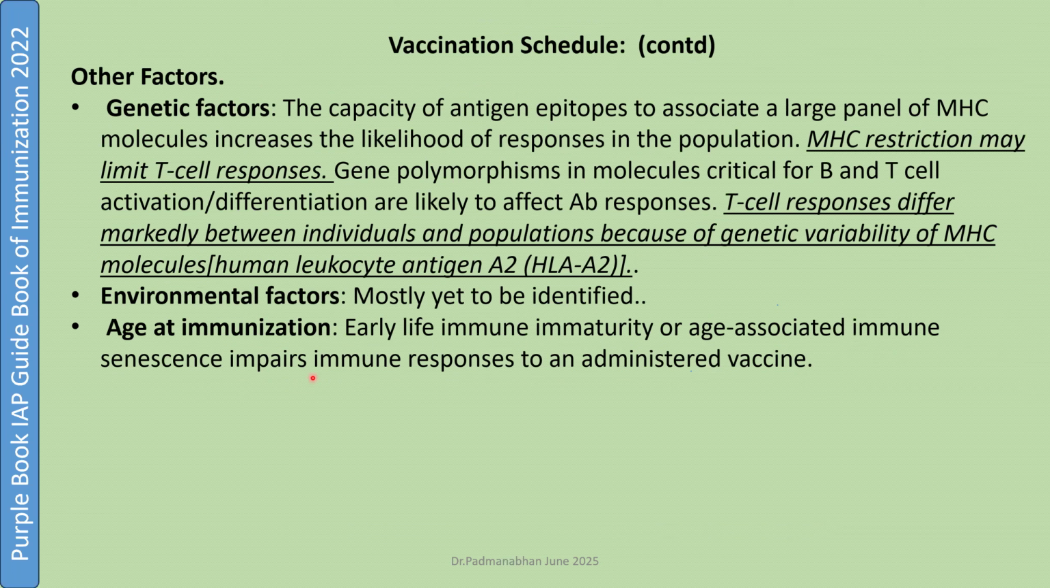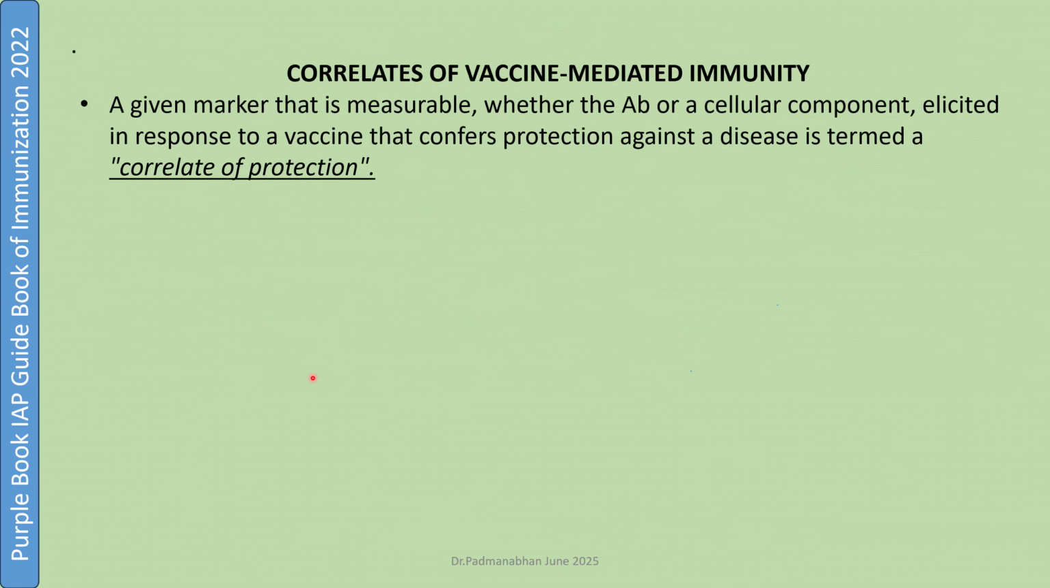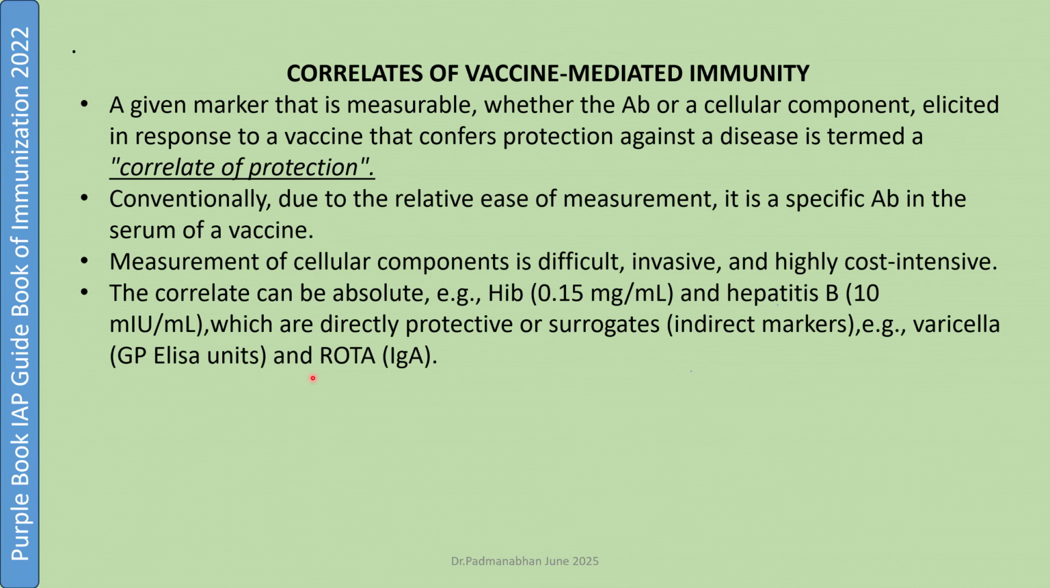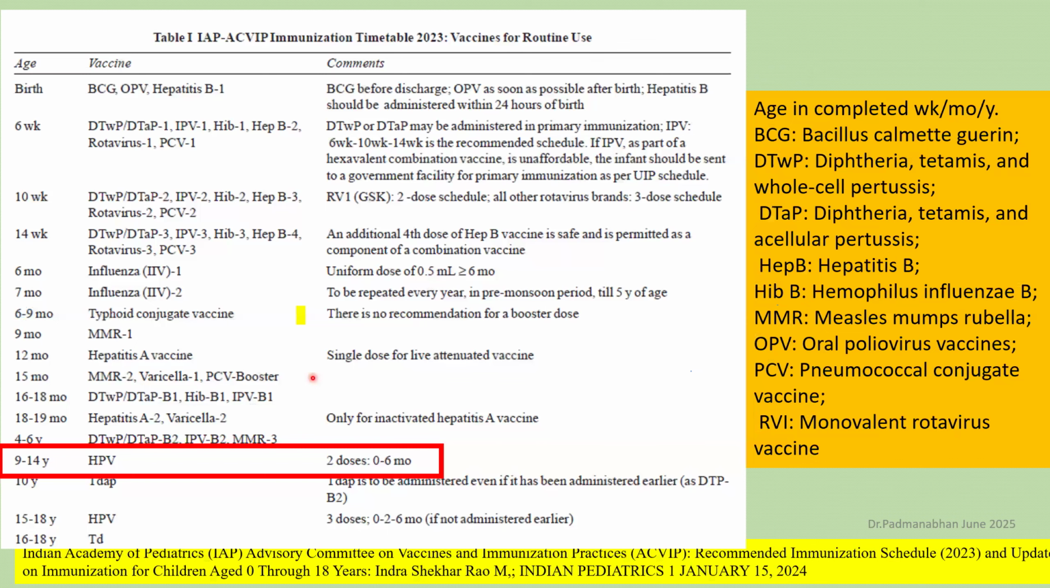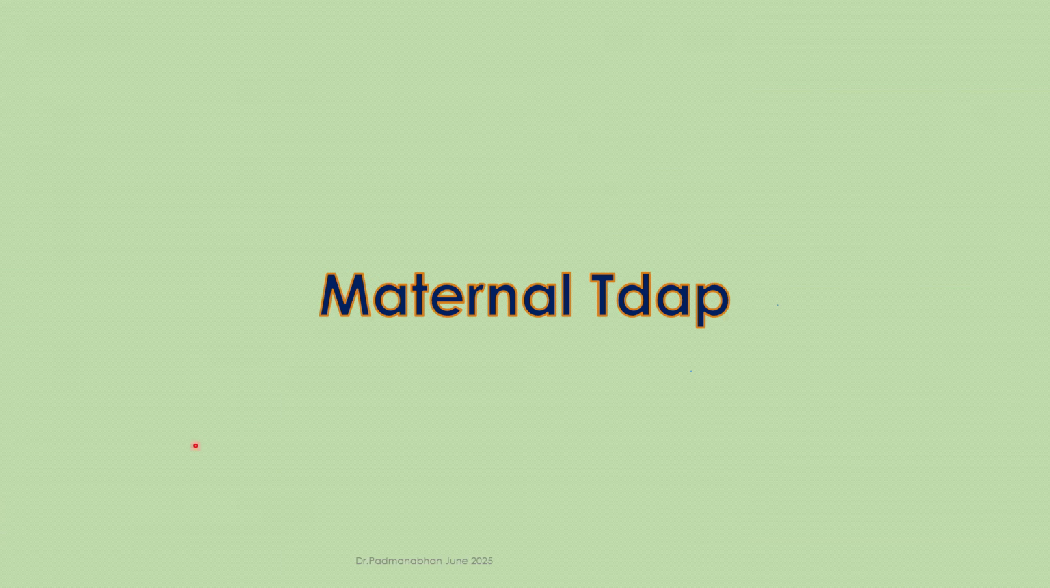The next 2 slides, I will put it up, you can read it. HPV vaccine is given as 2 doses, 0 and 6 months, for 9 to 14 years. And above 14 years is 3 doses. Therefore, we will stop the discussion today.